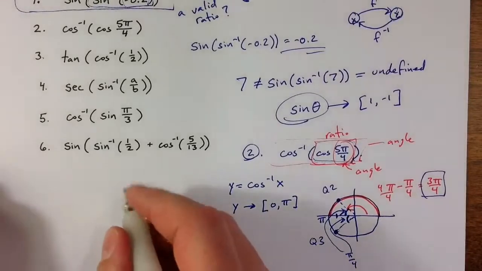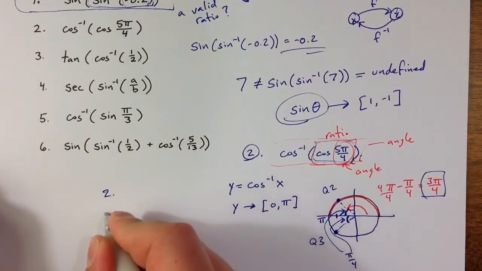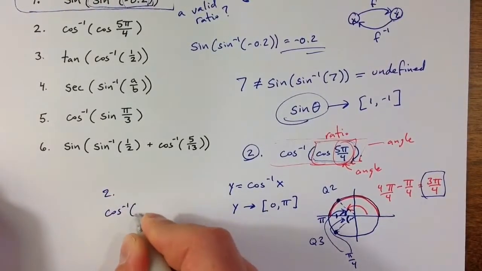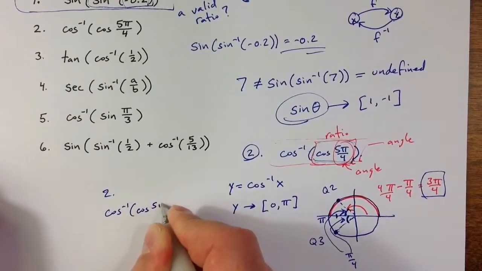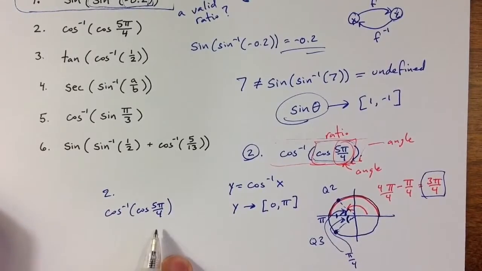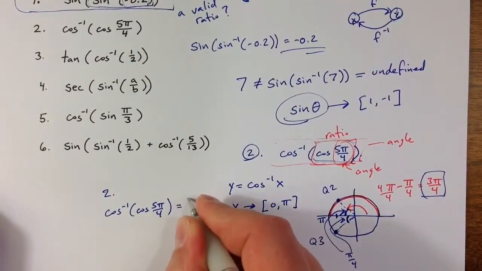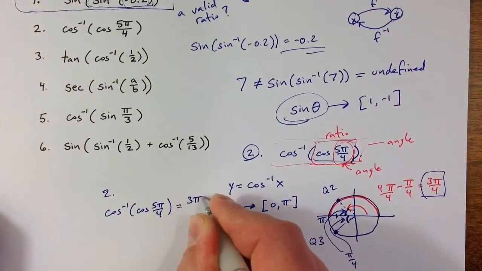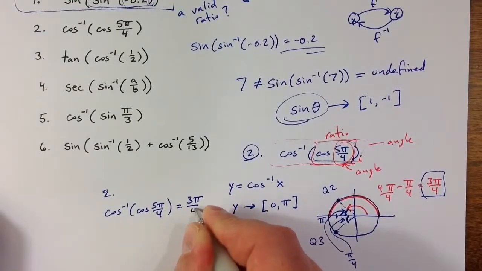So for number 2, the expression cosine inverse of cosine of 5 pi over 4, we don't get back this angle because it's not in the range of inverse cosine. Rather, we get back the angle that is in the range of inverse cosine that gives me that same cosine ratio.